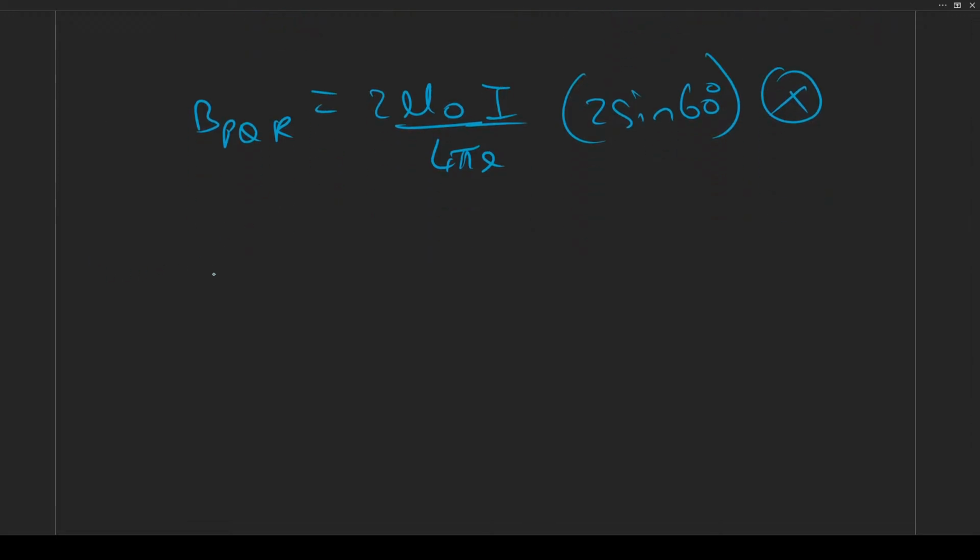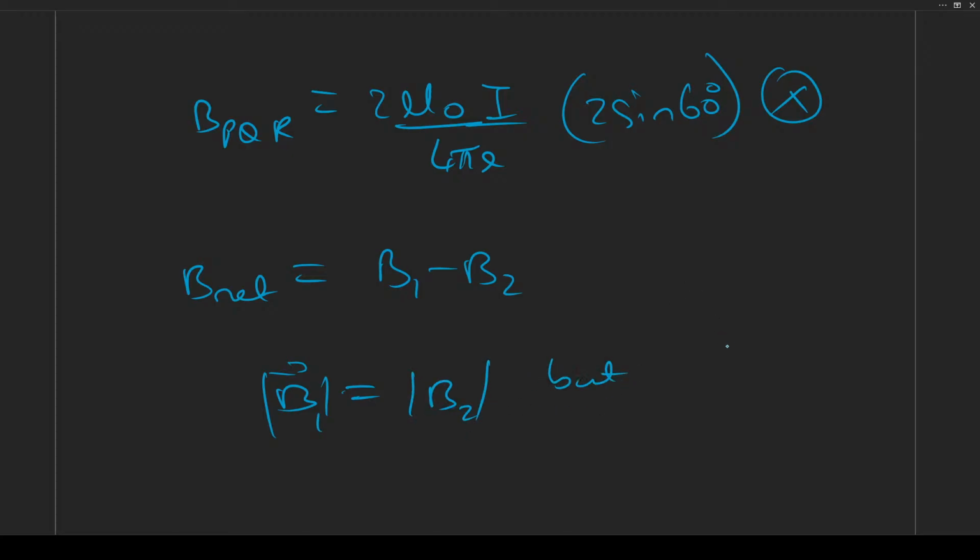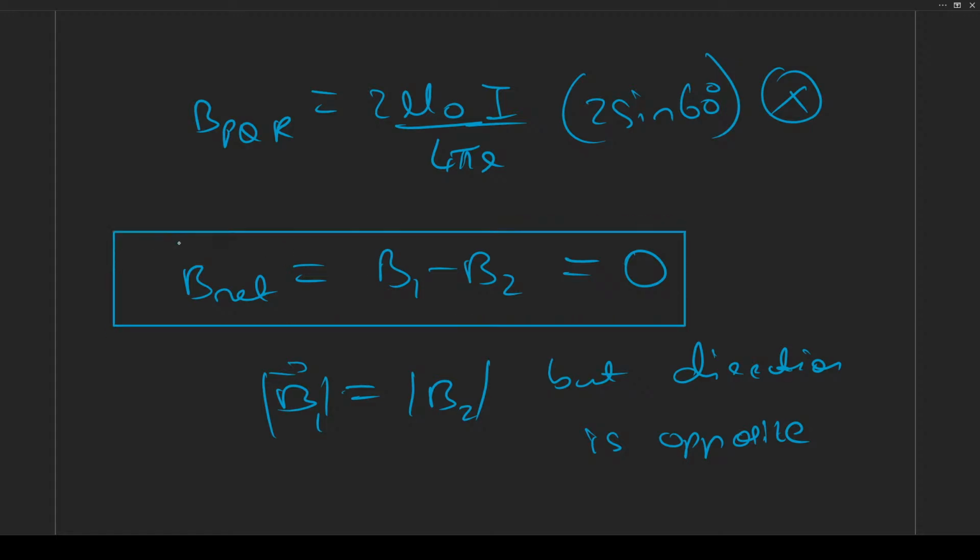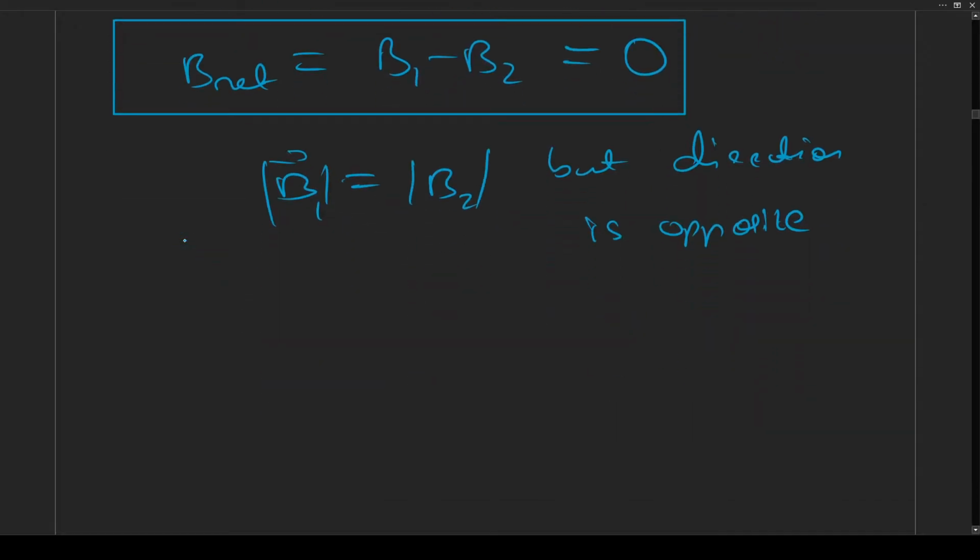Then both are of equal magnitude. B net, which is equal to B1 minus B2, where magnitude of B1 equals magnitude of B2, but direction is opposite. Therefore, one is going inside and one is going outside. B net is equal to 0. Let's go to the next question.